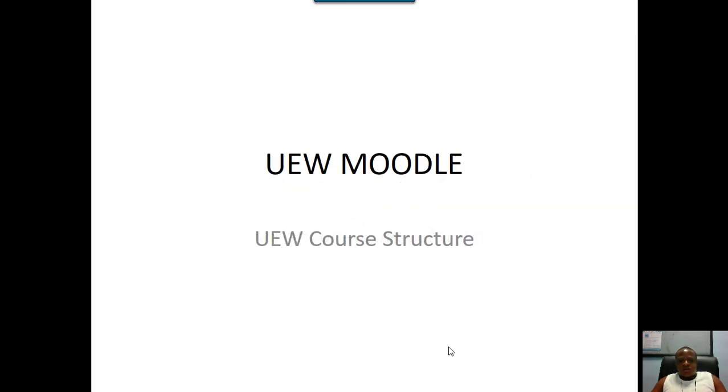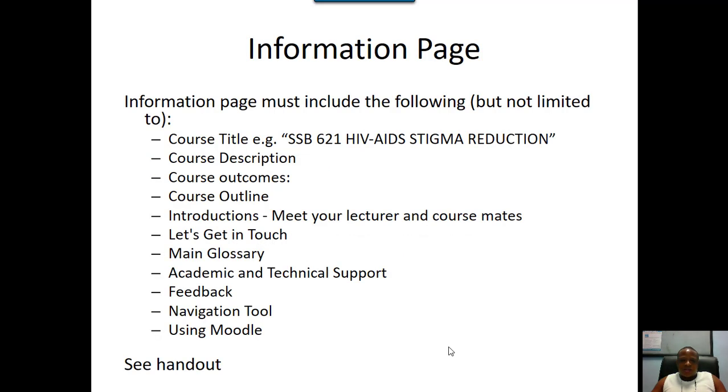Now let's look at UW Moodle course structure. That's what we're going to go through after this first lesson. The first thing that you have to provide for learners is the information page, and it must have the course title and the course code together, followed by course description, course outcomes, course outline, then introduction. This is where, for example, if you meet a class for the first time, you want them to know you, and you want to know some of them or even all of them.